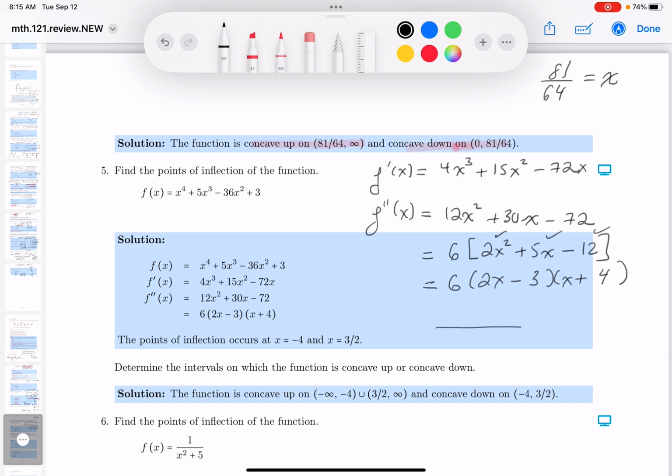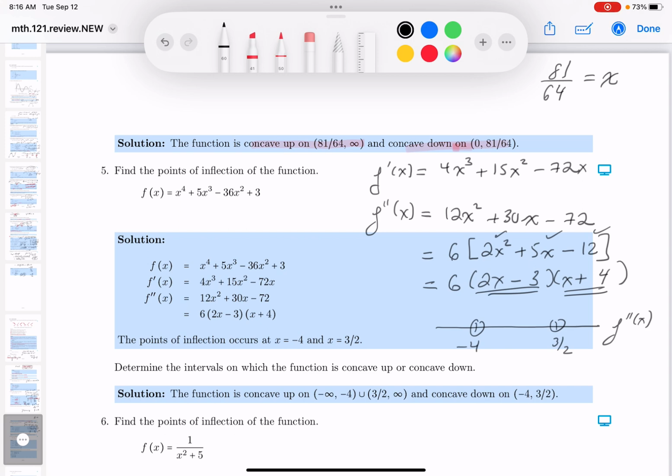So what do I have over here? The domain is all real numbers. I'm looking at the second derivative. And I got the two critical points. One is going to be minus 4. That's where this factor takes on a 0. And the other one's going to be at 3 halves over here somewhere. What are you going to do now?